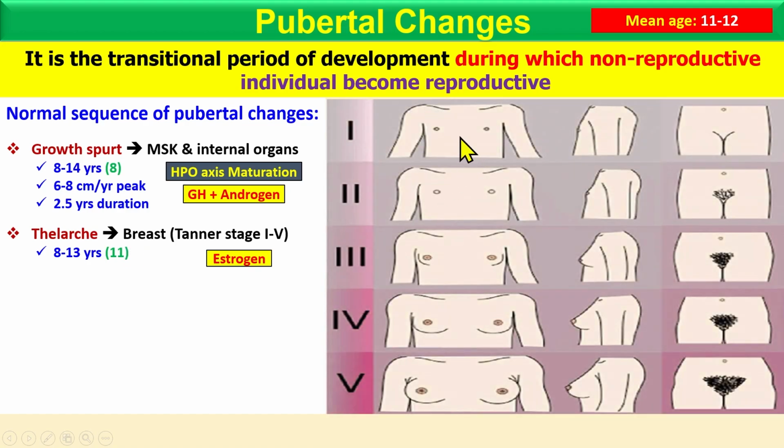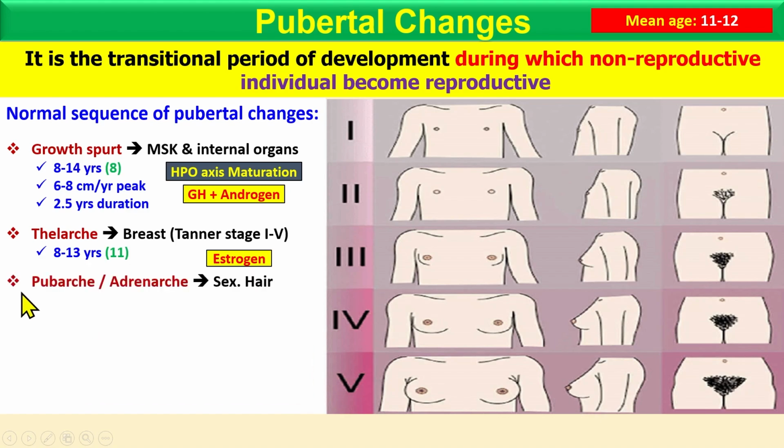Here is the Tanner staging 1 to 5. So this is stage 1, where there is no breast development, the pre-puberty stage, and this is the adult stage, where the breast is completely developed. Okay, so these are the mid stages. Initially it starts from here, then further growth and further growth. So here you can see also in the lateral view. Okay, so this is the pre-puberty. Here is the adult stage.